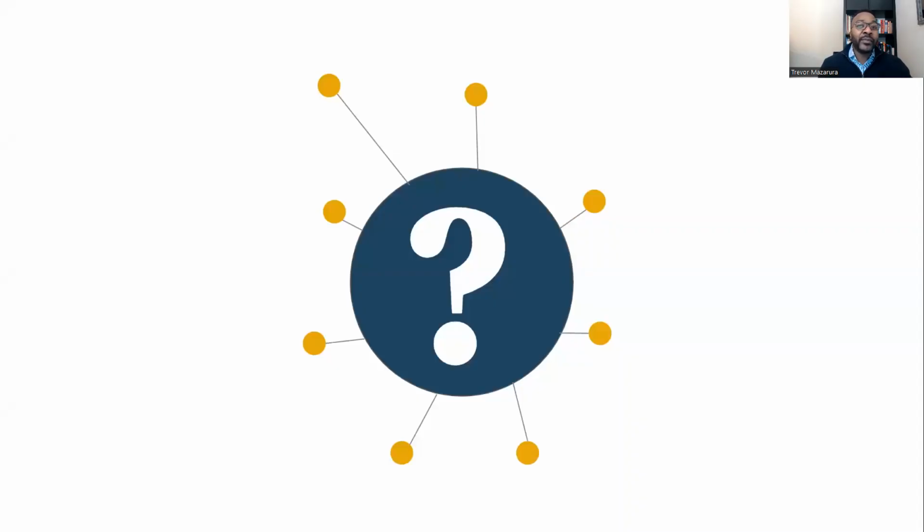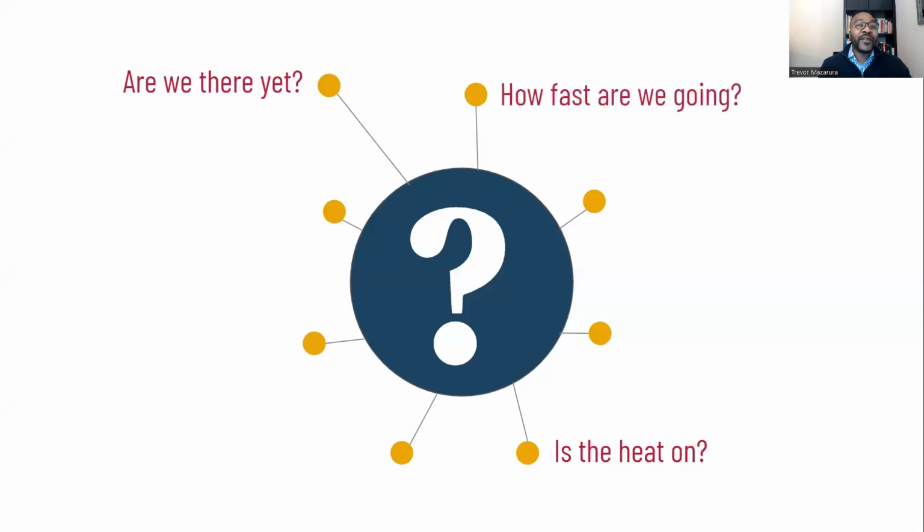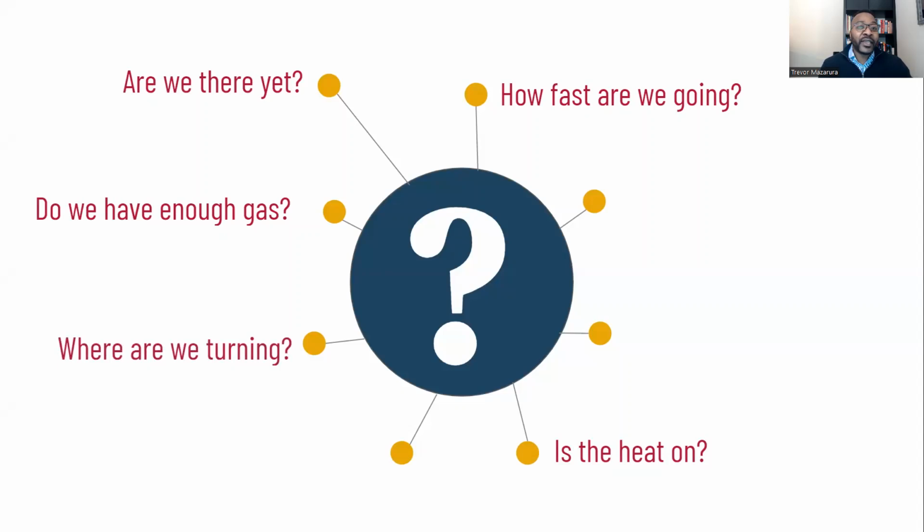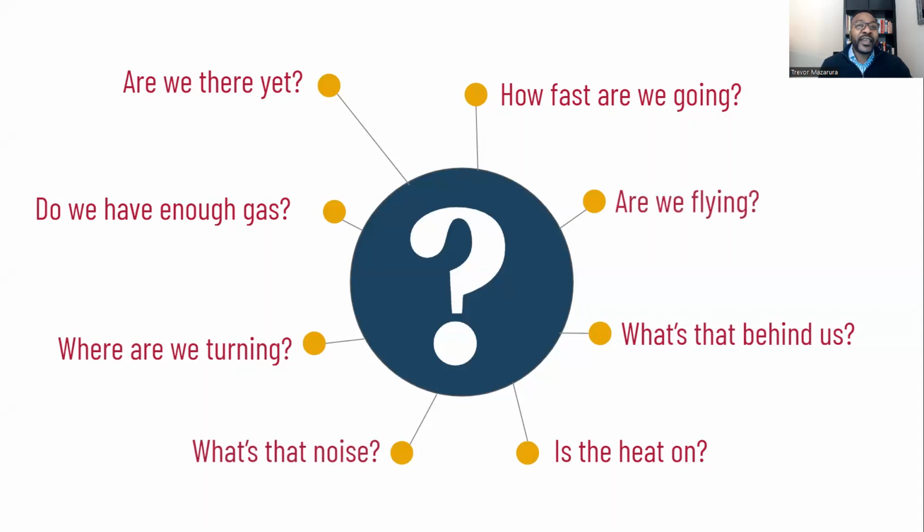So your passengers will keep asking questions. Is the heat on? Are we there yet? They'll ask again, are we there yet? How fast are we going? Do we have enough gas? Where are we turning? Because they can't see the signs, and you can't see the signs either, so you can't tell them. What's that noise? How fast are we going? Are we flying? Maybe you told them that you're getting to the airport and jumping on a plane, but still they don't know. Is the heat on?